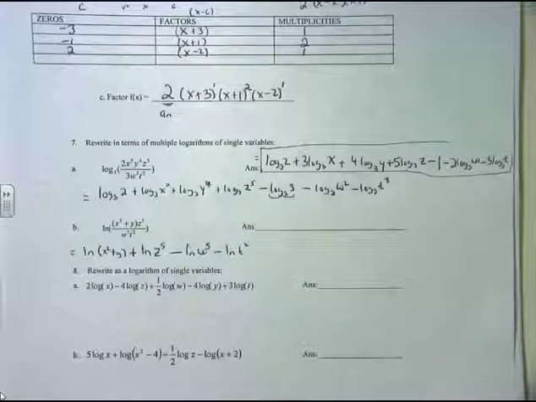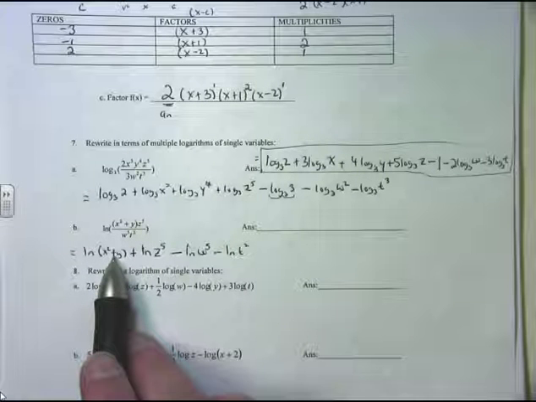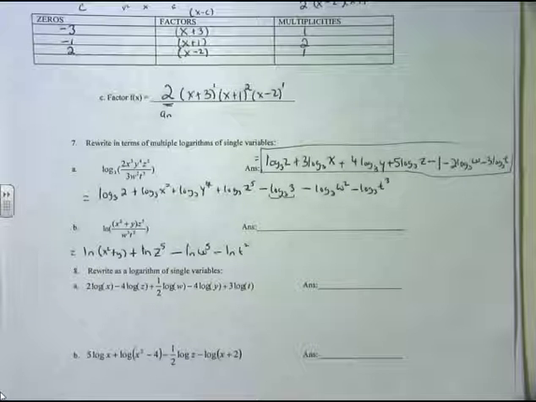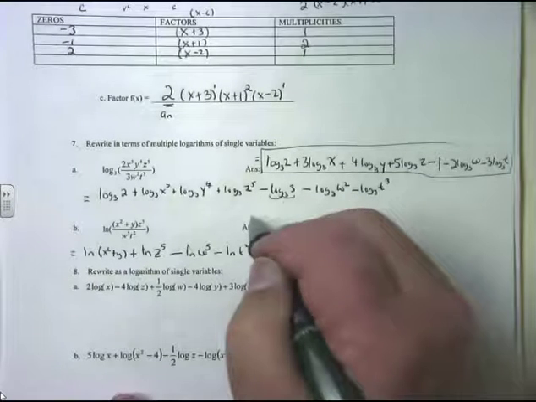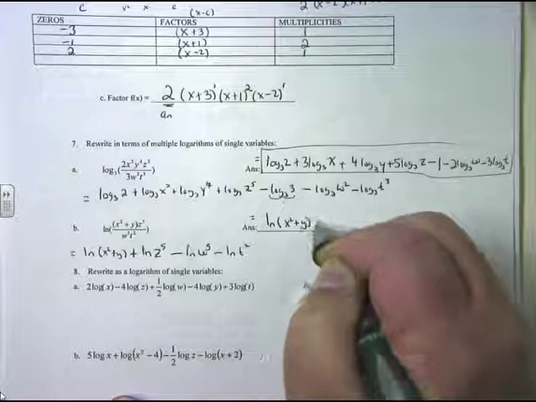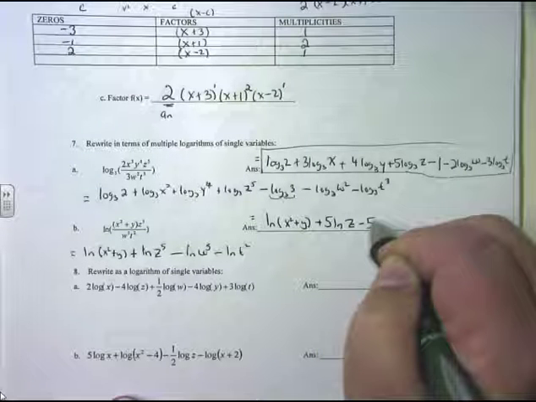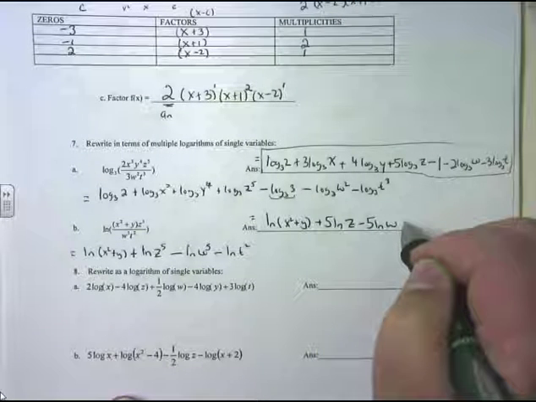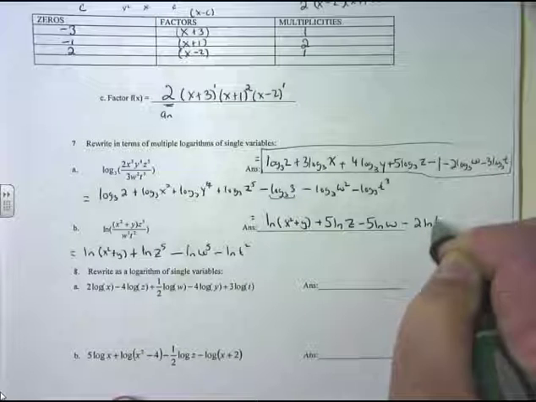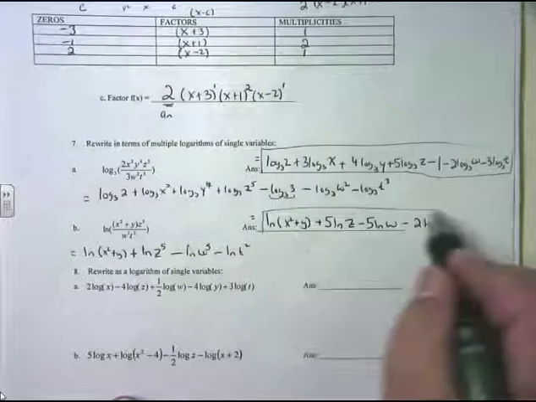Now powers get to go out front, but the reason why I put this one on there is because you got to remember you can't distribute logs. If you got a plus or minus inside a parenthesis on a log, you got to leave them alone. So this would be equal to the natural log of x squared plus y plus 5 natural log of z minus 5 natural log of w minus 2 natural log of t. All my powers went out in front. And so this is my solution.